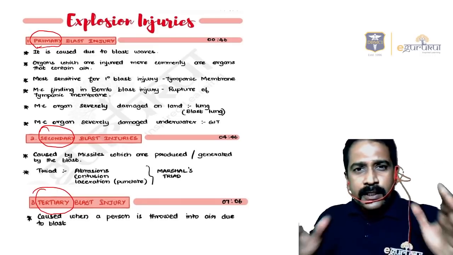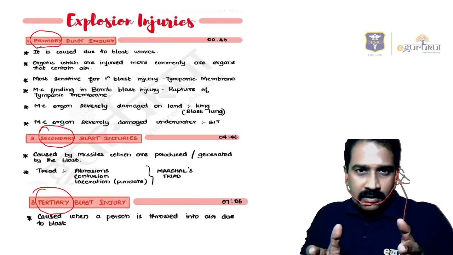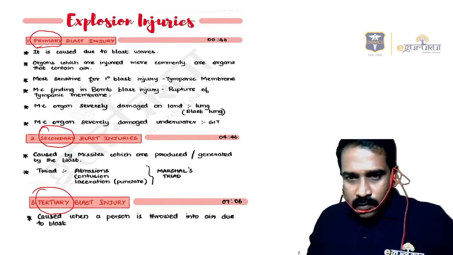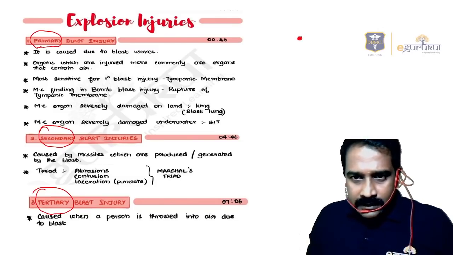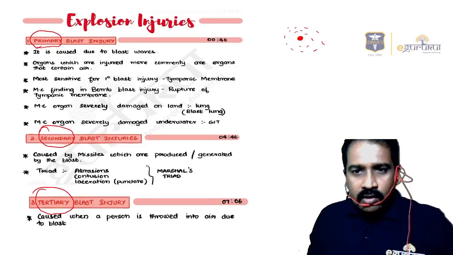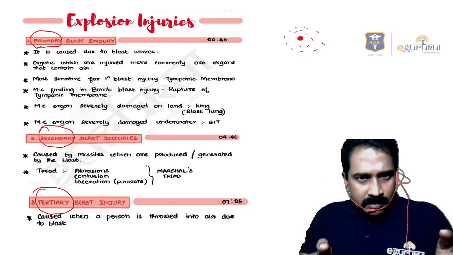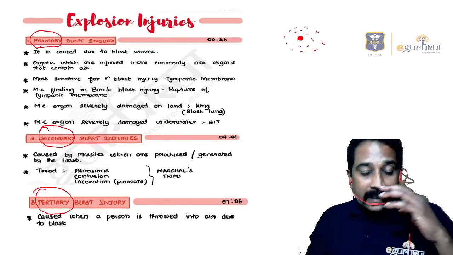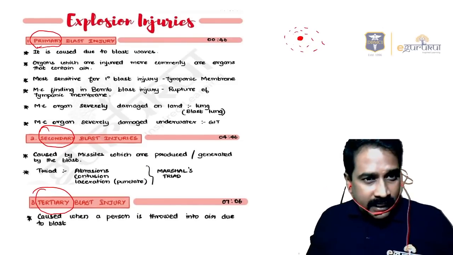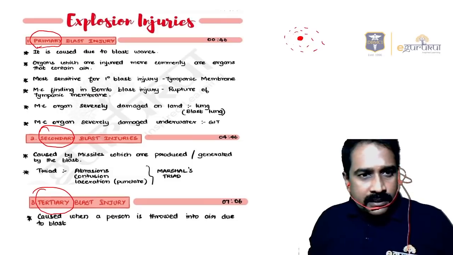Primary blast injury is due to the blast wave. From the site of blast, concentric ripples of waves are created, which move concentrically from the site of blast. So these blast waves are responsible for primary blast injury. Okay. So what are the organs that are involved?